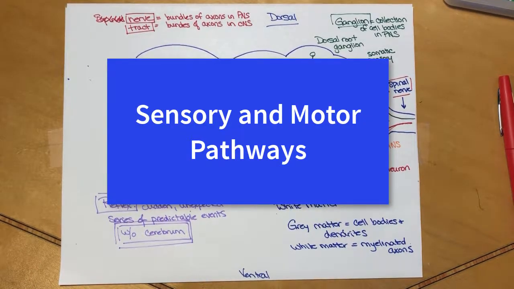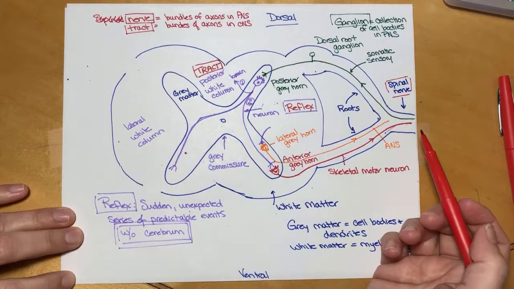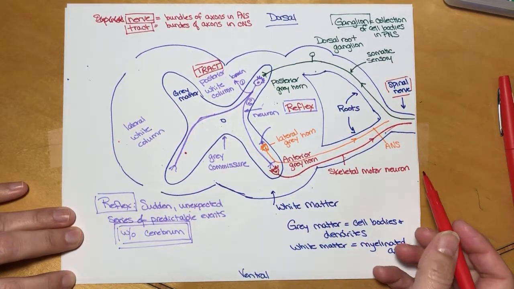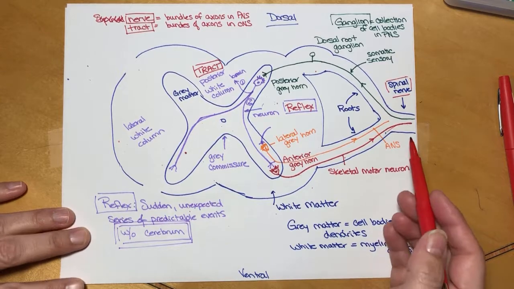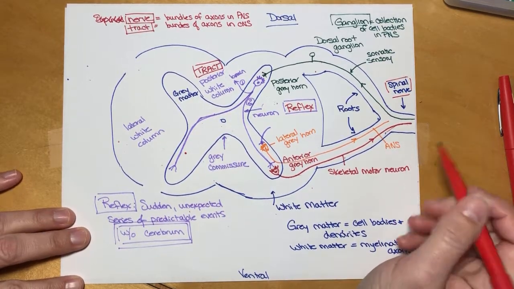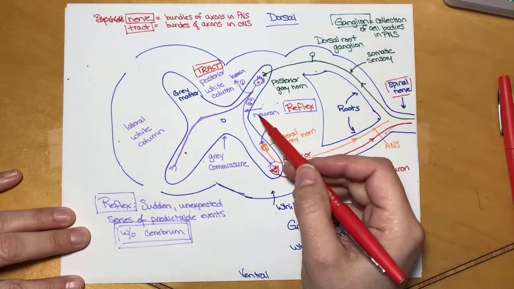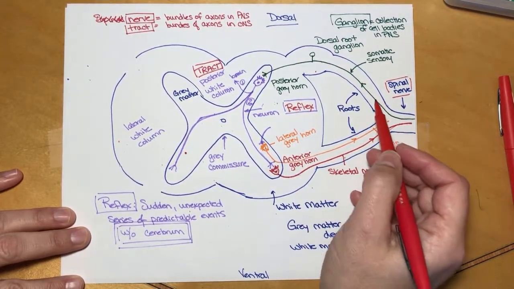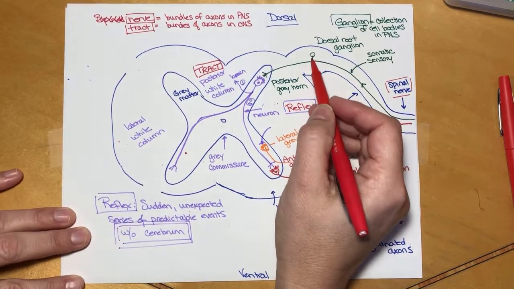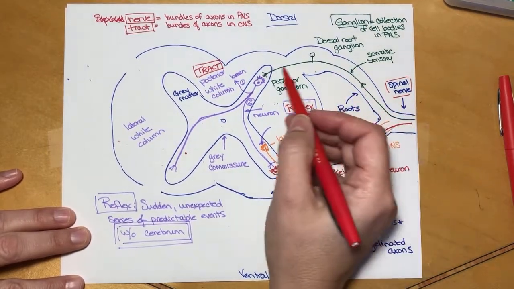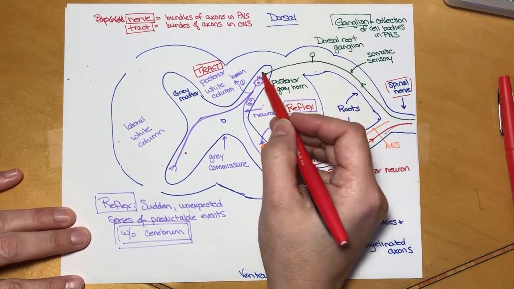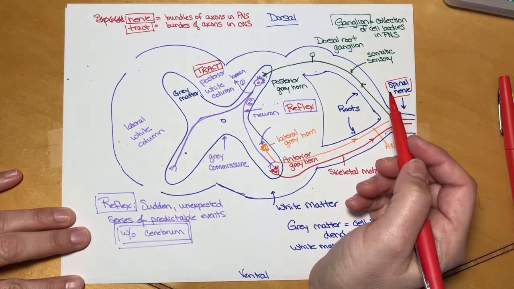Everybody, welcome back. Today we're going to be discussing sensory and motor pathways. I brought out this drawing of the spinal cord that we did maybe back in chapter 11, and if you remember, we have sensory information coming in from the PNS to the CNS on the dorsal side. It's being brought in on this unipolar neuron, and we're going to synapse here on the posterior gray horn.